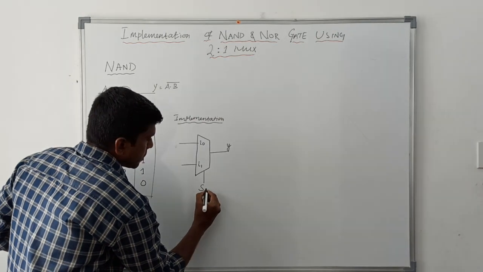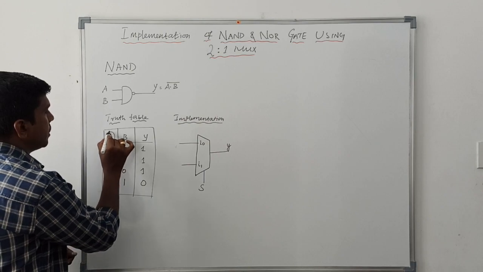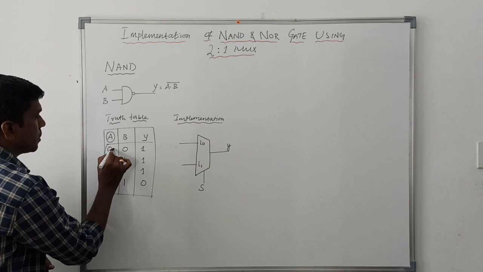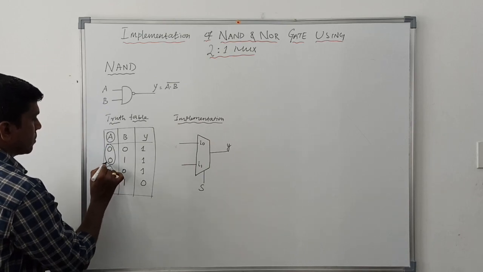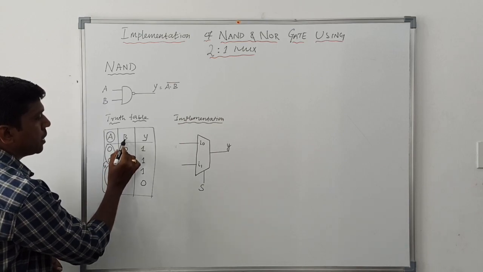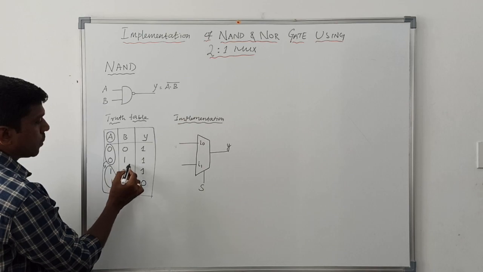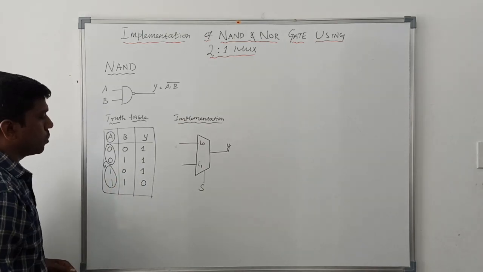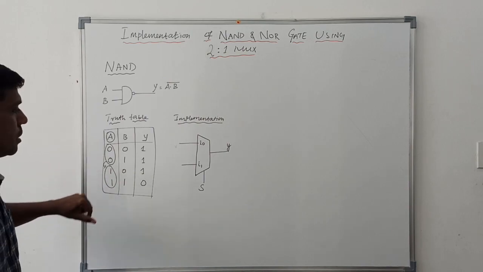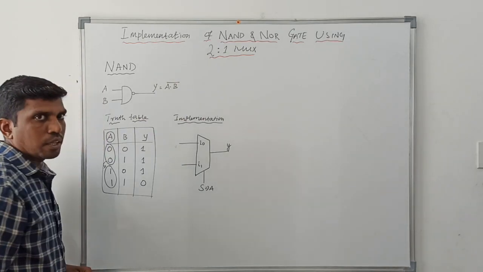Here the selection line is A or B. In this case I am taking A as the selection line because it has only one change. Suppose we take B as the selection line, it changes 0 to 1, 1 to 0, then 0 to 1, so multiple changes occur. So I choose A as the selection line.